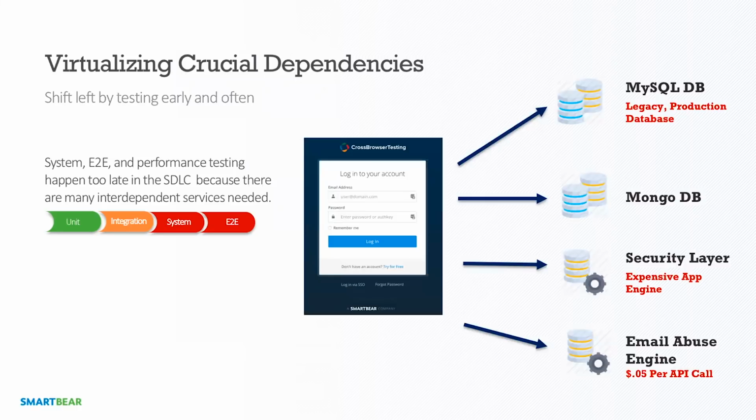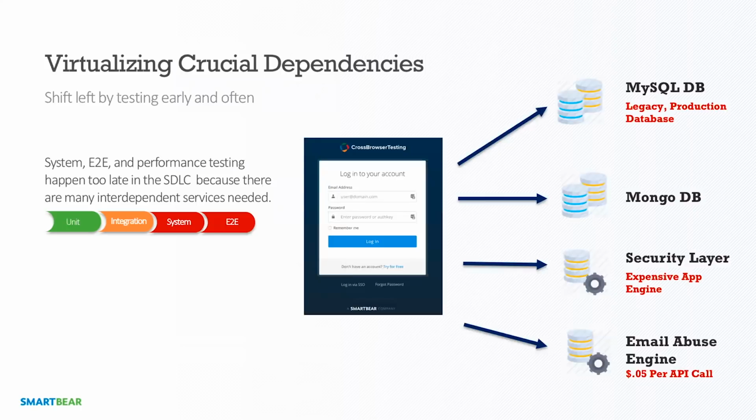So once you log in, our MySQL database holds all of our customer data. Our Mongo database is going to collect all the events that are happening. We have a security layer, which is an expensive-to-call API in between as well with each login. And then we have an email abuse engine as well. So if someone is giving us a ton of junk emails, this API should stop this from going forward. And all of this would be needed to actually run a UI test.